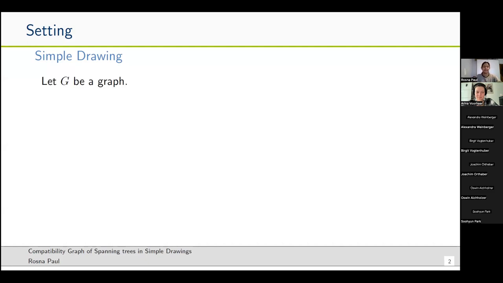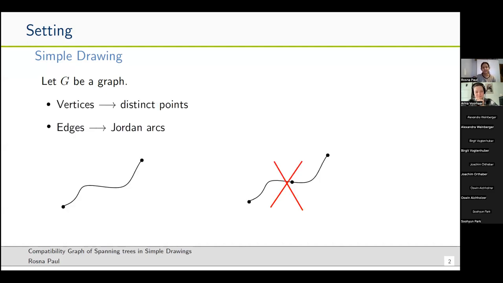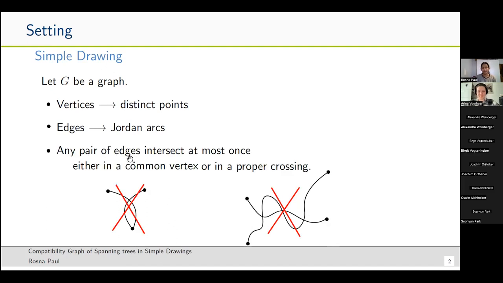Maybe a graph, then a drawing. In a drawing of the graph, we represent the vertices by distinct points and the edges by Jordan arcs, in such a way that an edge does not pass through any vertex other than its end vertices. We call it a simple drawing if any pair of edges intersect at most once, either in their common end vertex or in a proper crossing. This means that two incident edges from a vertex are not allowed to cross, and two independent edges cannot cross more than once. So this is the definition of simple drawing.